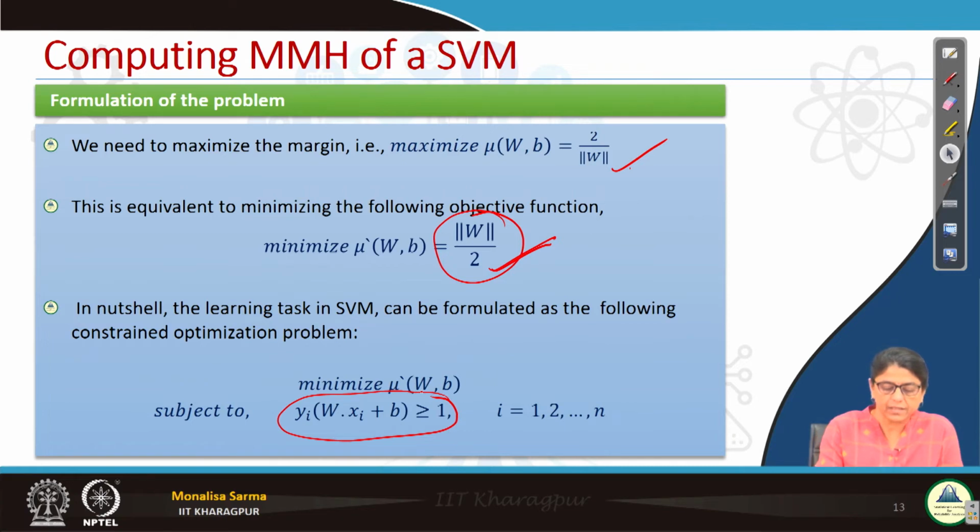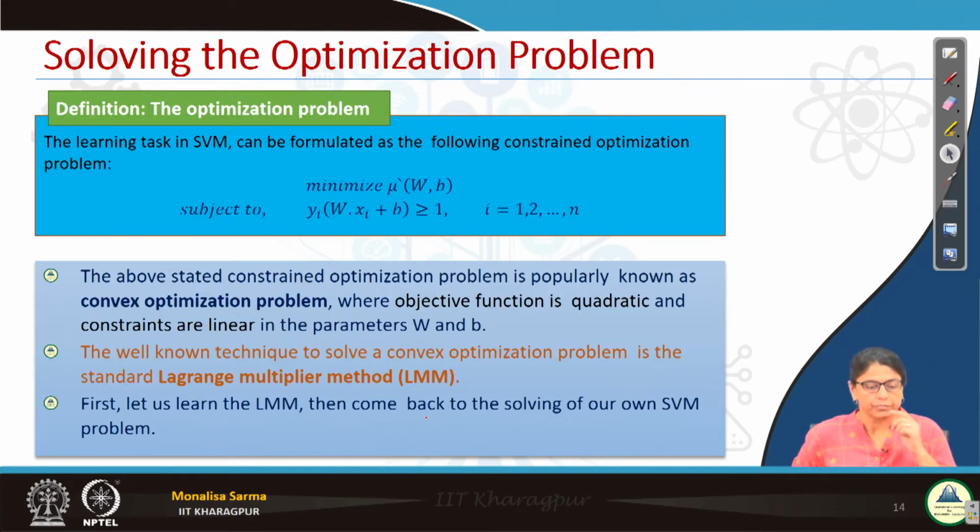So, in a nutshell, the learning task of SVM can be formulated as the following constrained optimization problem. What is this? Minimize this, subject to this. This is how I formulate this as an optimization problem. I need to minimize what? Minimize ||W||²/2, subject to yi times (W dot xi plus B) being greater than or equal to 1. So this is our optimization problem.